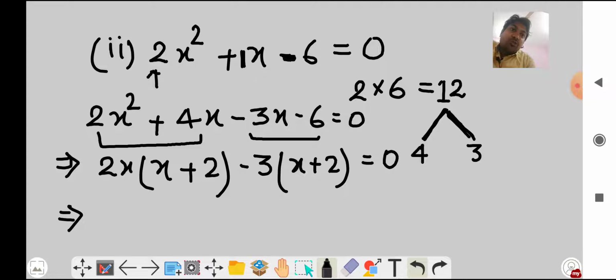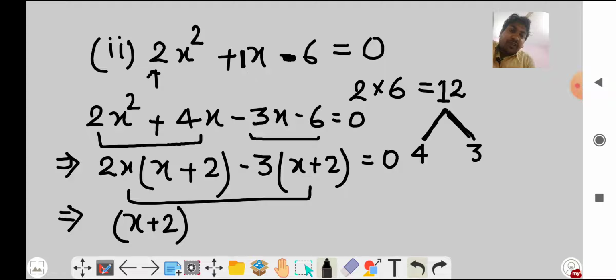So in these two terms, what is common? See, in these two terms, what is common? X plus 2 is common. Just take it. If you take x plus 2 common, then what will remain from the first term? It is 2x. And what will remain from the second term? Minus 3. And it will be 0. It means what?